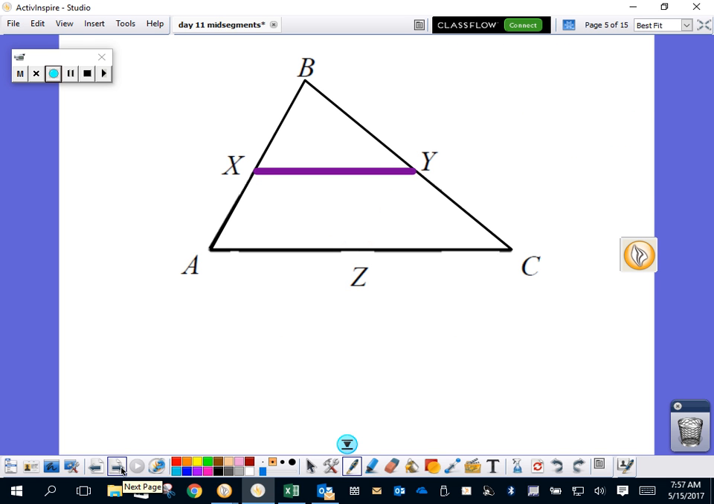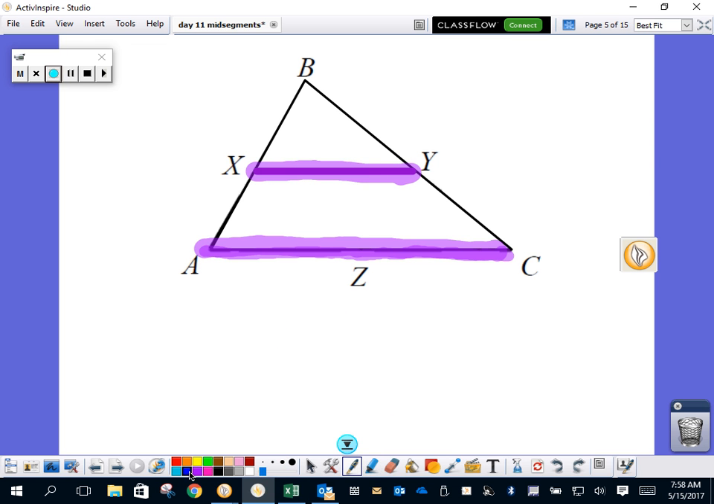Alright, so what I've done is, here's our first mid-segment. What do you notice about XY? It's highlighted. What else do you think you know about it? It's going to be parallel. What segment is it parallel to? Yeah, so what I would do, again, I'm just a math teacher though, is I would have segment XY highlighted purple or whatever color you chose, and then I would highlight segment AC that same color. Okay?